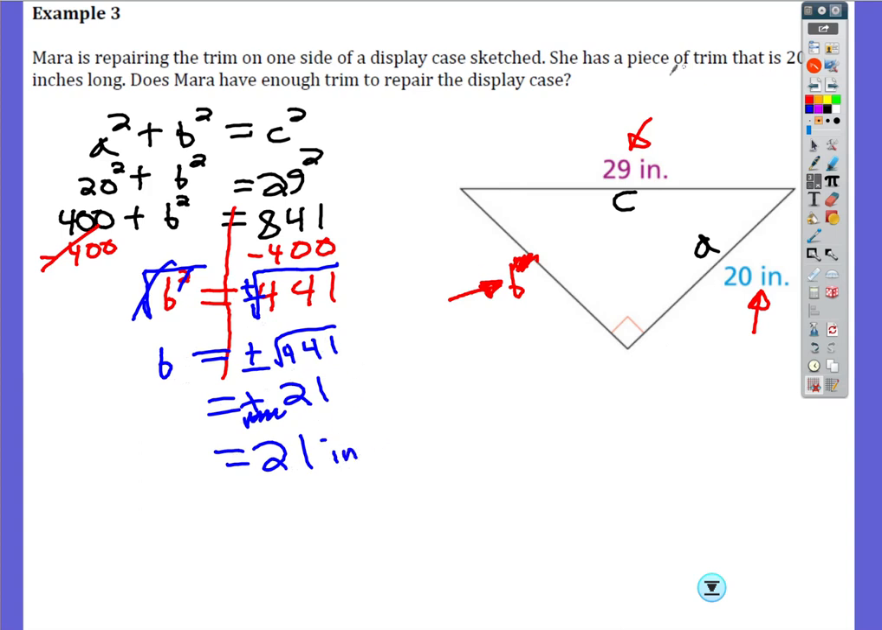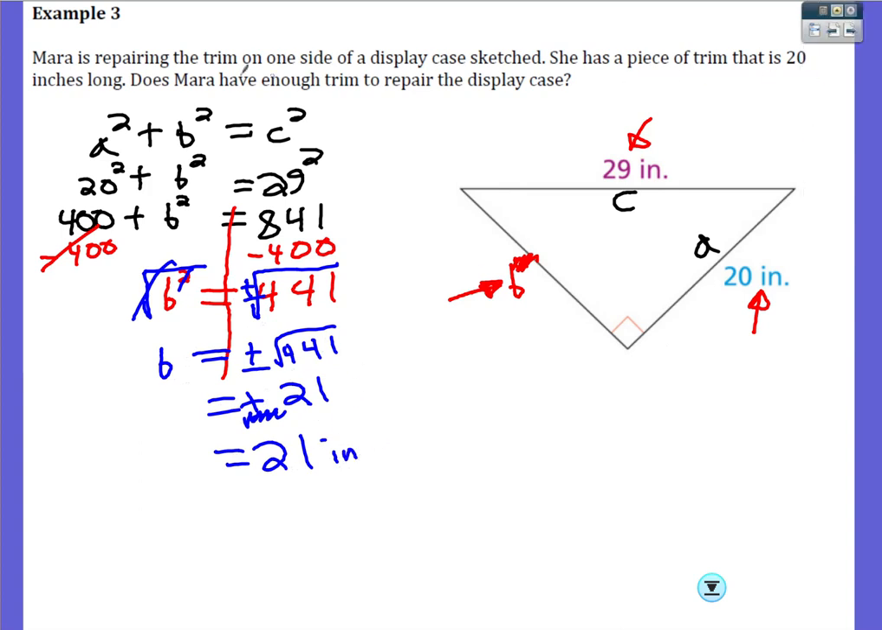So let's go back and see if we answer the question. It says she has a piece of trim that's 20 inches long, which, if this whole thing is 21, looks like we wouldn't get there. So from this, we can definitively say no. This display case was 21 by 20 by 29. 20 inches would not span it.